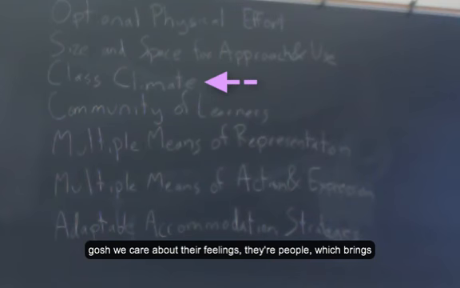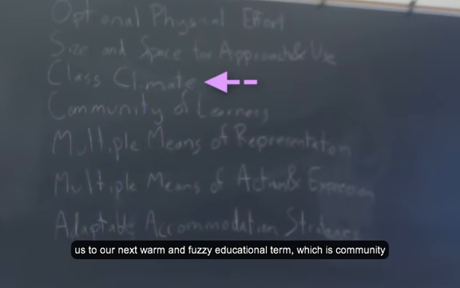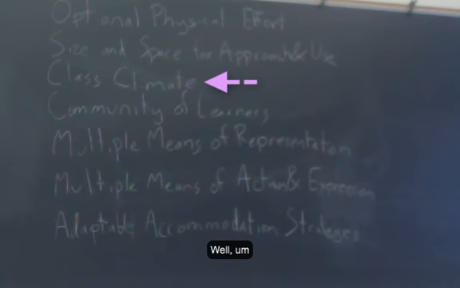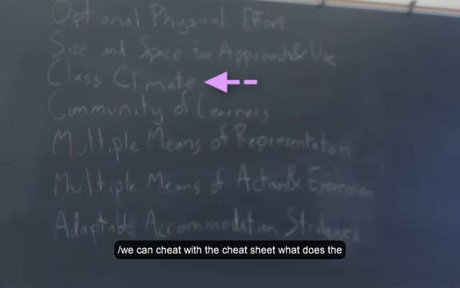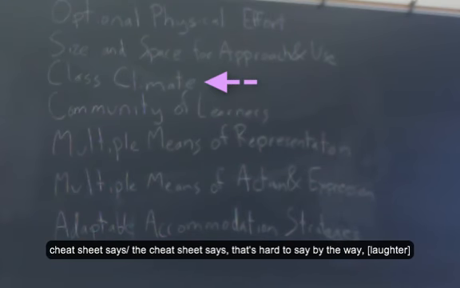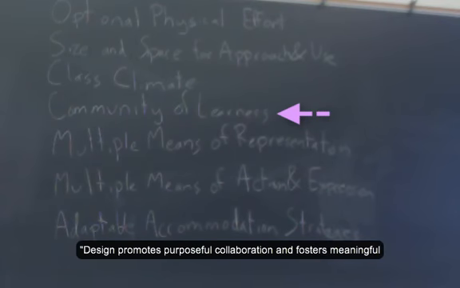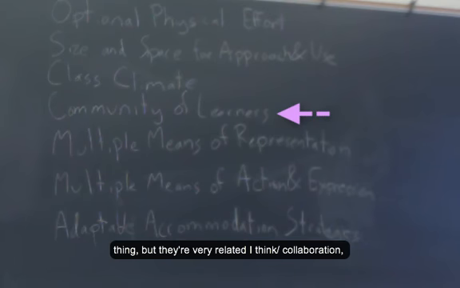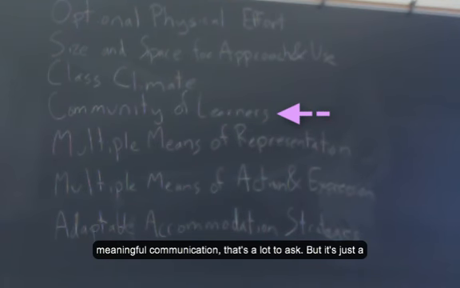They're people. Which brings us to our next warm and fuzzy educational term, which is community of learners. Yes. So what is that? Well, we can cheat with the cheat sheet. What is the cheat sheet? The cheat sheet says, that's hard to say, by the way, design promotes purposeful collaboration and fosters meaningful communication. So I guess I was skipping ahead with my class climate thing, but they're very related, I think. Collaboration, meaningful communication. That's a lot to ask.